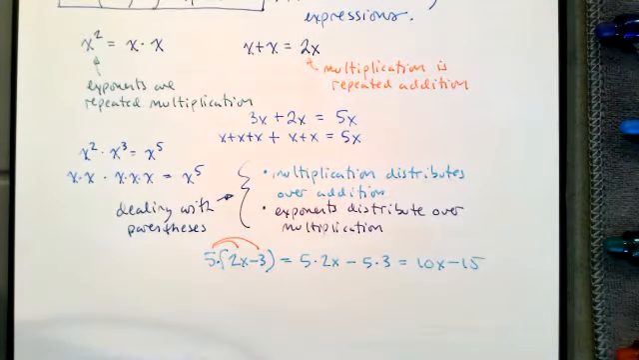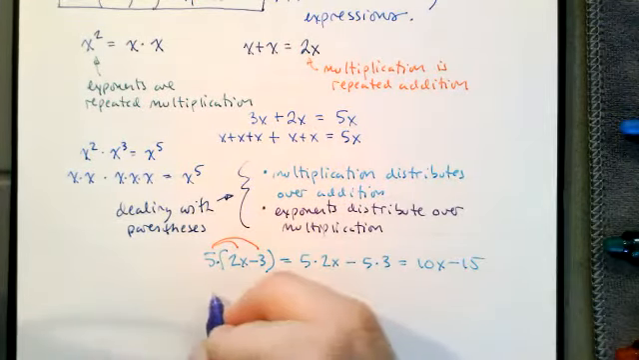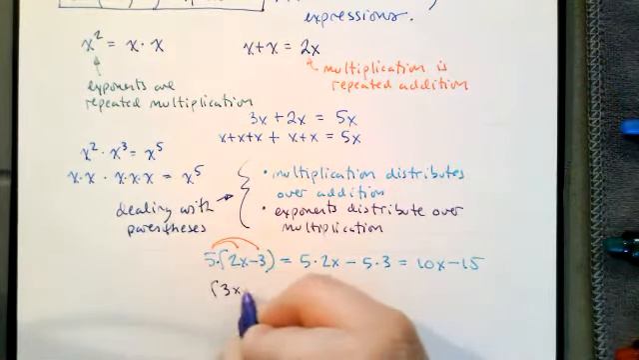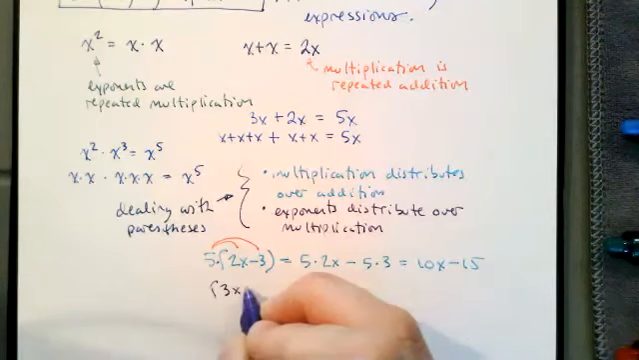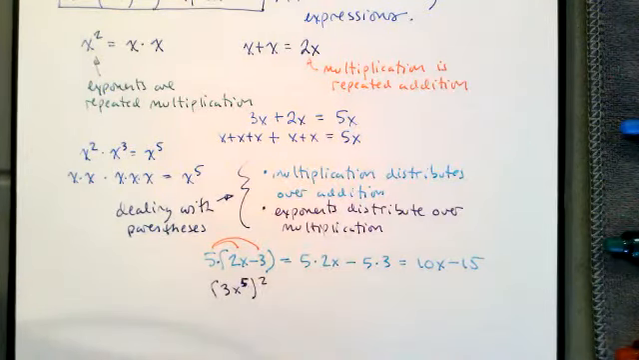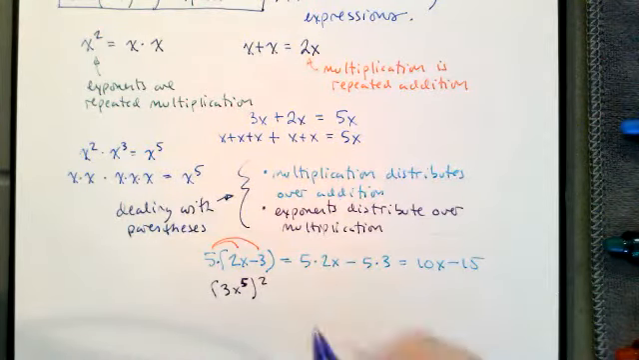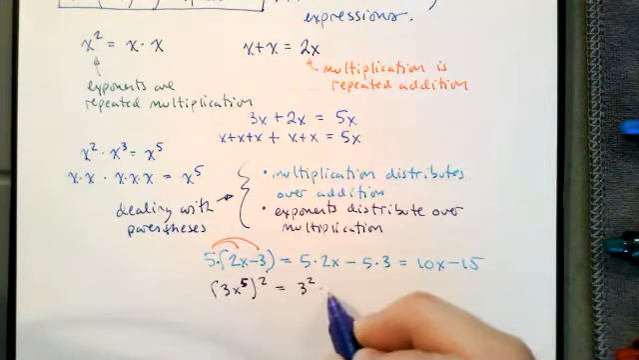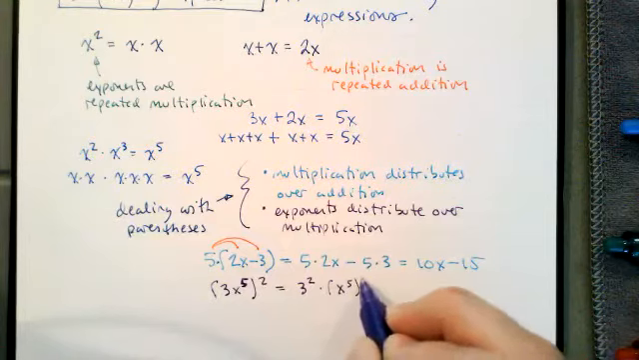Exponents distribute over multiplication. What that would look like is if I had an expression like 3x to the 5th, all being squared. That means I should square the 3 and square the x to the 5th. So I can say this is 3 squared and x to the 5th squared.